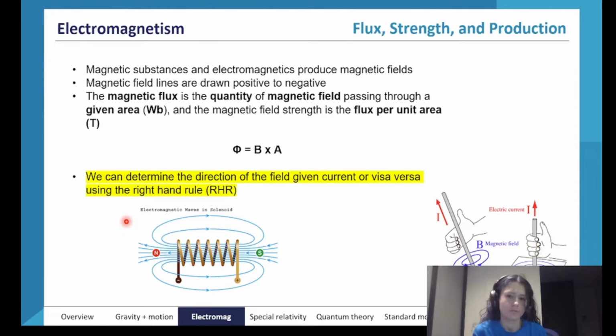Now, getting on to our application of the right-hand rule with solenoids. So, remember, a solenoid is a coil of current carrying wire, wrapped with this core in the center. And because we have this coil, every single section of this current carrying wire is going to be generating a little magnetic field around it.